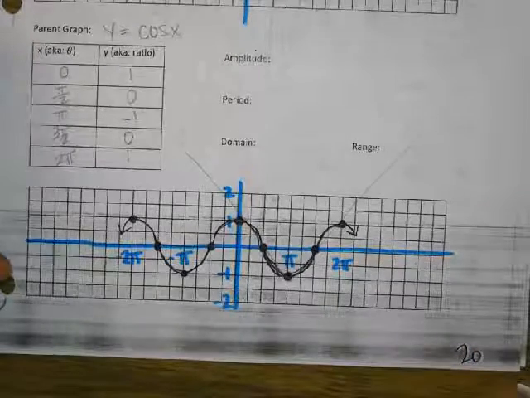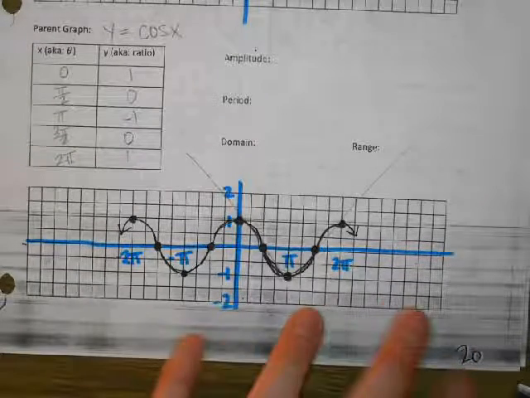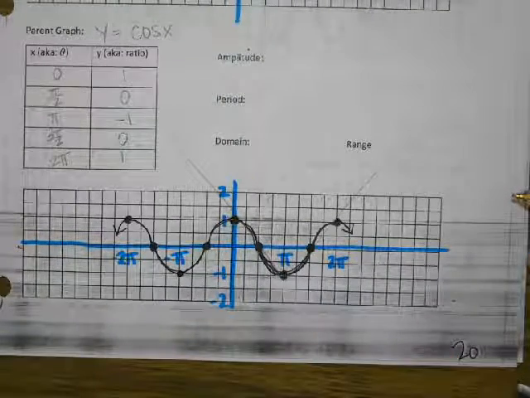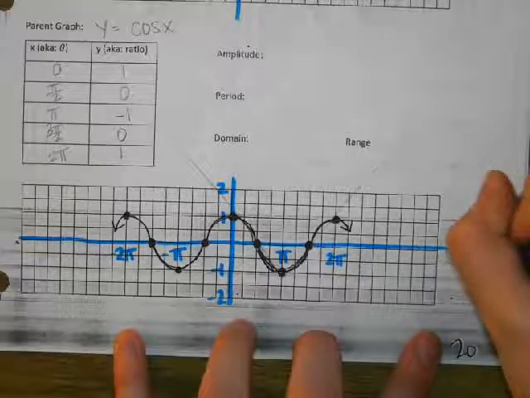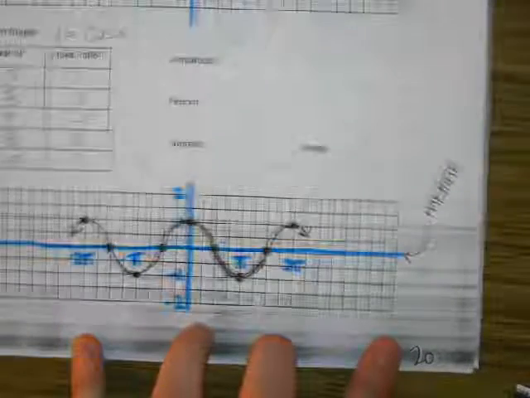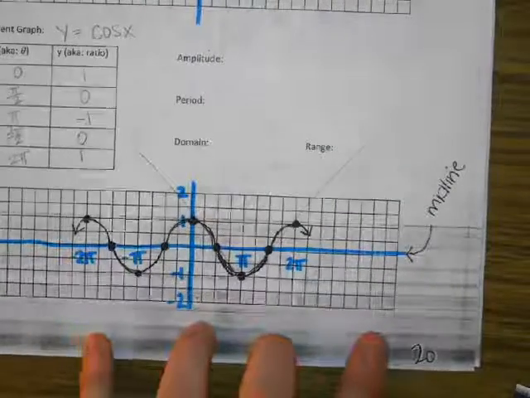Besides the graph, anything else? So we're going to label stuff on the graph just like we did yesterday. What is this line right here called? Midline. Why is it called the midline? Because it's the middle line. Clever name, isn't it?